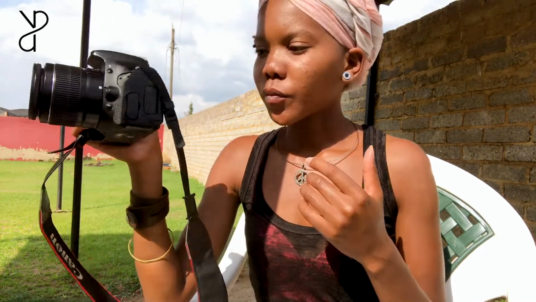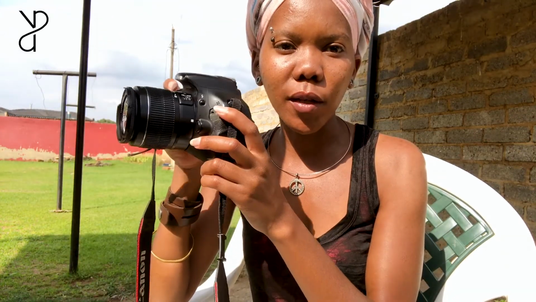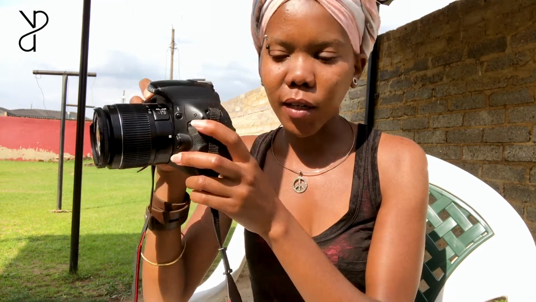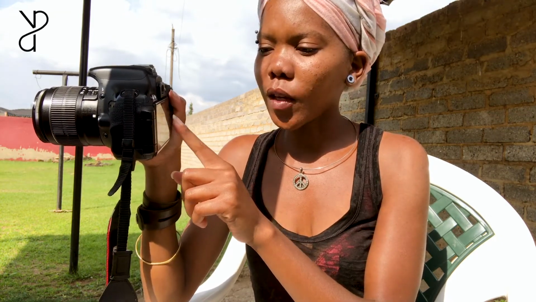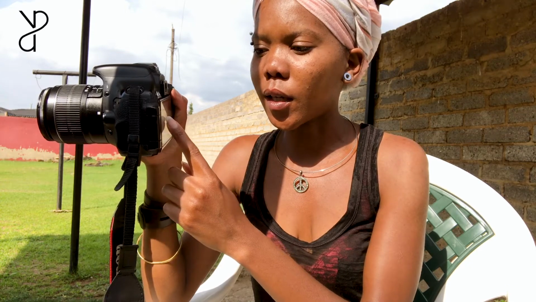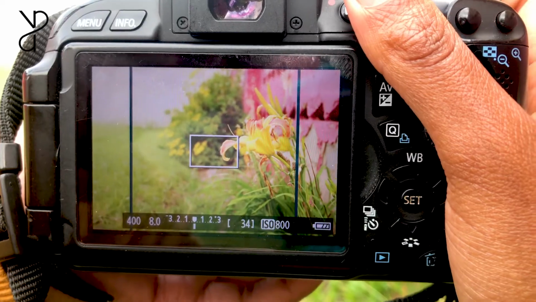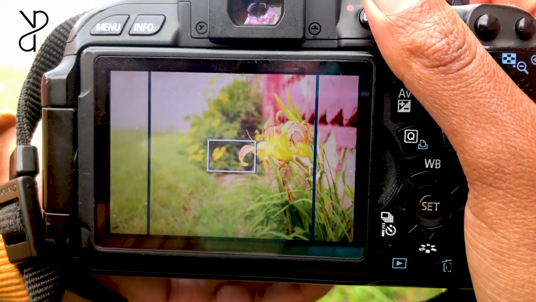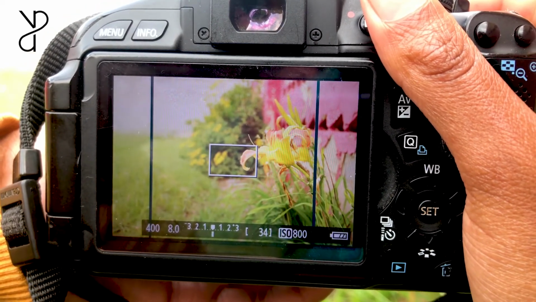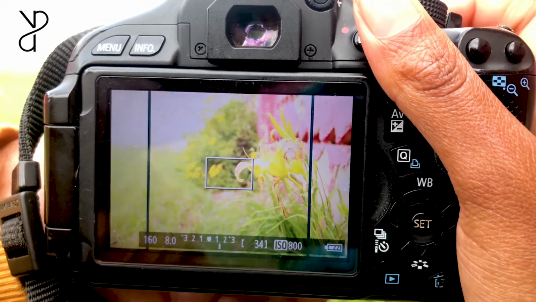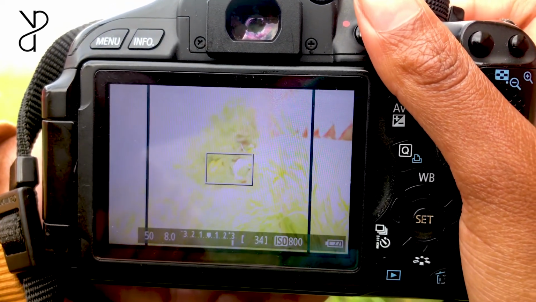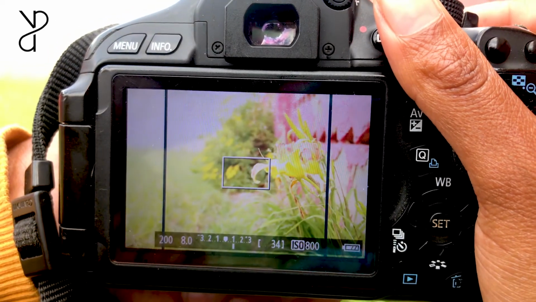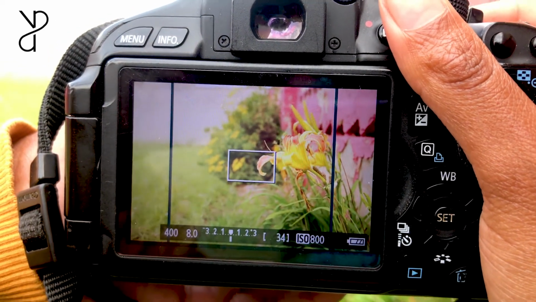And how do you know when you are exposing correctly? When you look inside your viewfinder, your camera has an exposure meter, and this meter has a zero in the middle of it. You see the needle that's in the middle of your exposure. The needle needs to sit in the middle. That's when you have the correct exposure. But if it's moving to the far right, then your picture is overly exposed. You are letting in too much light into your camera. Or when it's moving to the far left, which would be a negative.